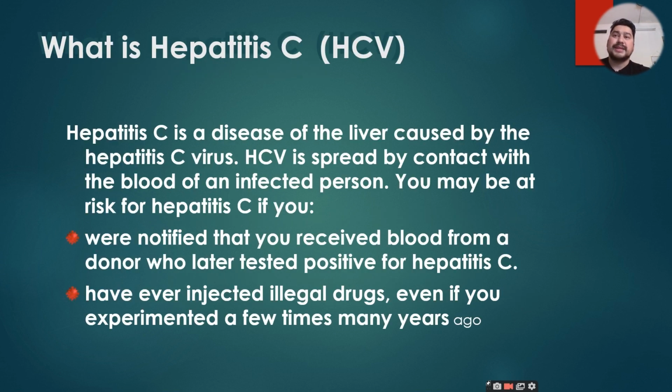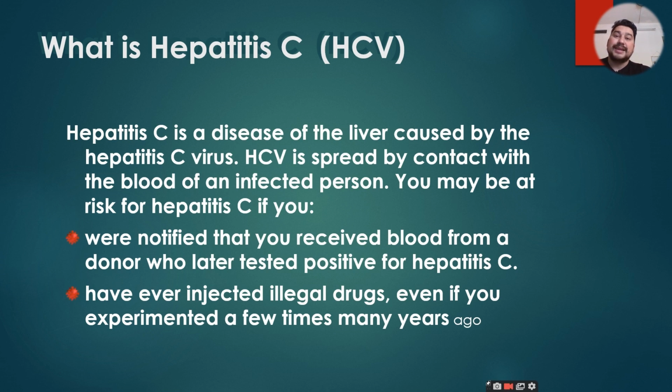What is hepatitis C? Hepatitis C is a disease of the liver caused by the hepatitis C virus. The hepatitis C virus is spread by contact with the blood of an infected person. You may be at risk of hepatitis C if you were notified that you received blood from a donor who later tested positive for hepatitis C. If you receive blood from a person who is already contaminated and positive for hepatitis C, then you are also positive.